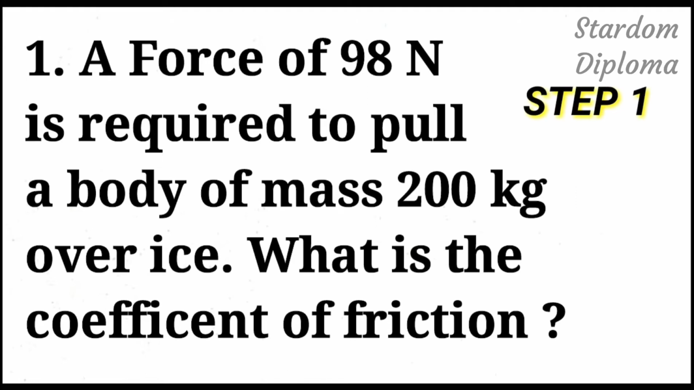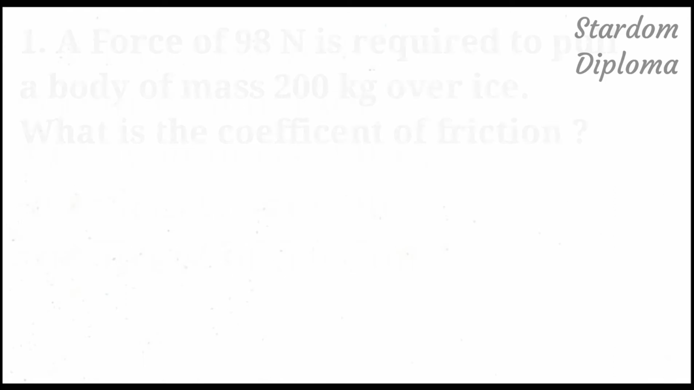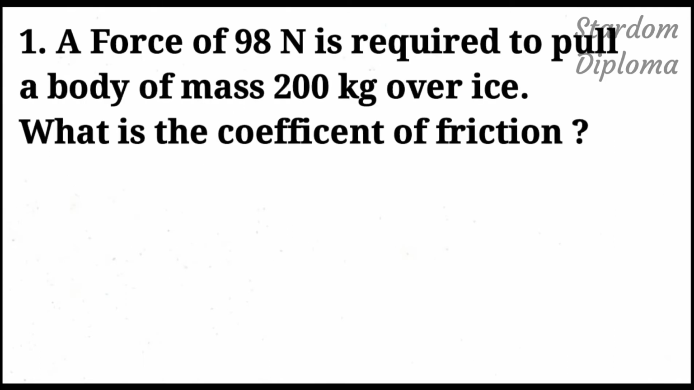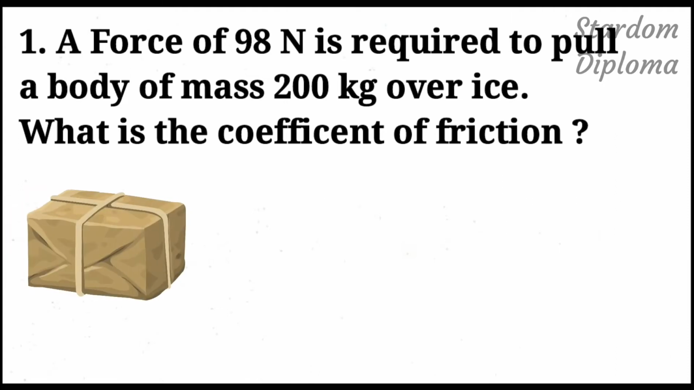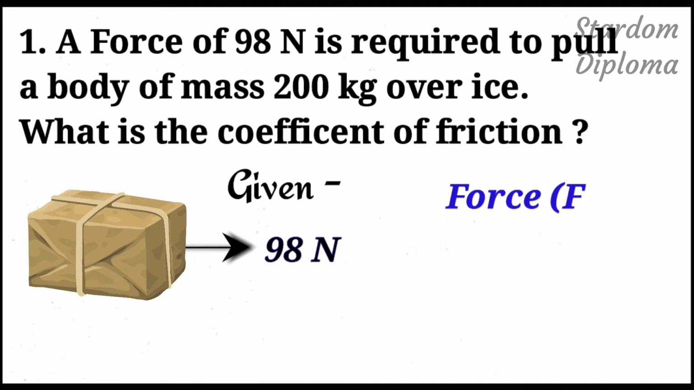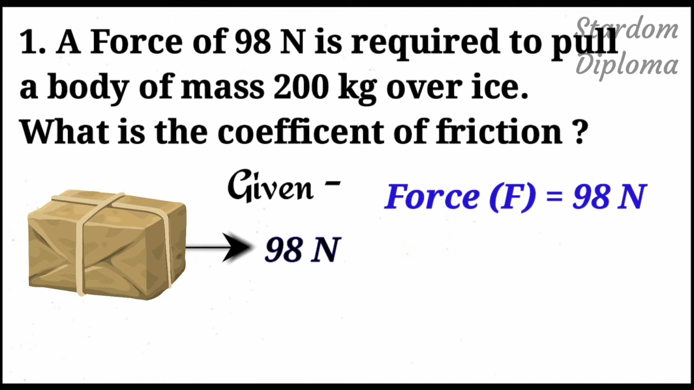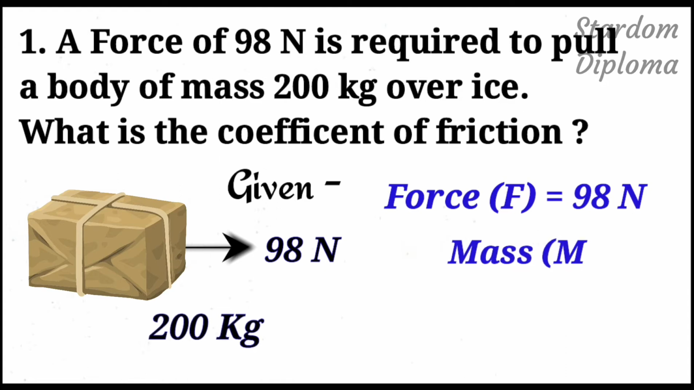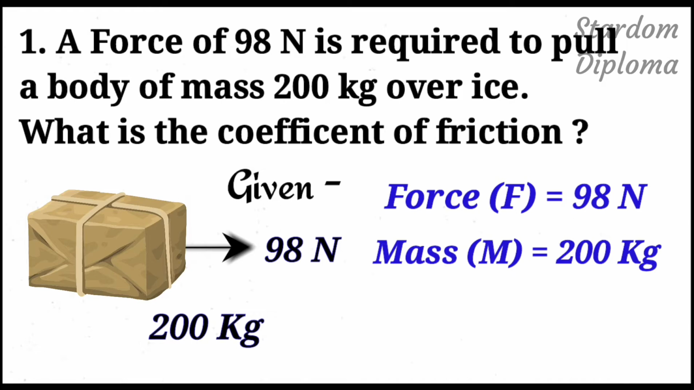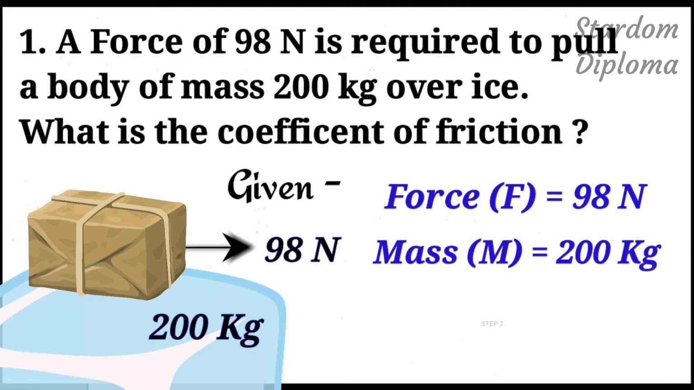So in step 1, we have to read the complete question carefully and note down what is given in the question. We said a force of 98 Newton is required to pull a body. So to pull the body we require 98 newtons of force. So force F will be equal to 98 Newton and body of mass 200 kg. So the mass of the body M is equal to 200 kg and this body is placed over ice. So in step 1 we have to write what is given in the question, and in step 2 we have to write what we are going to find.